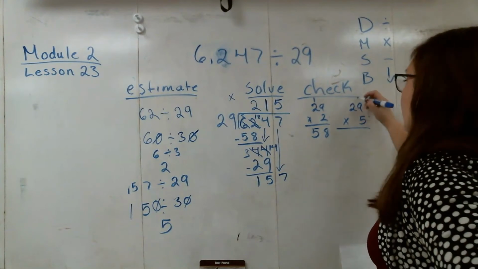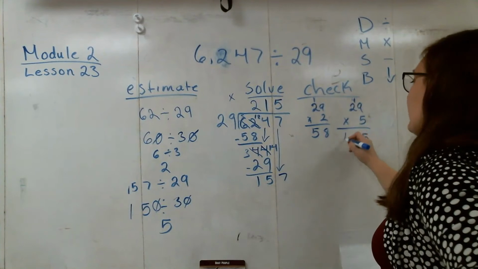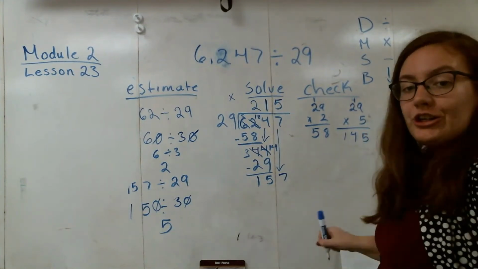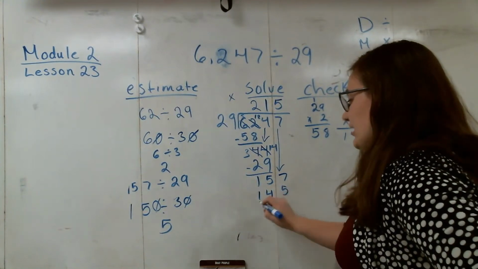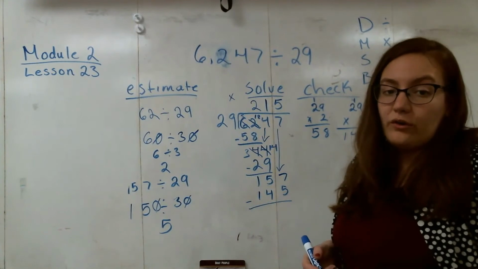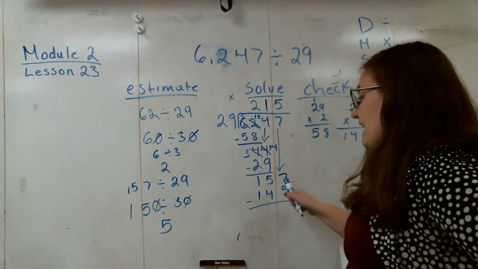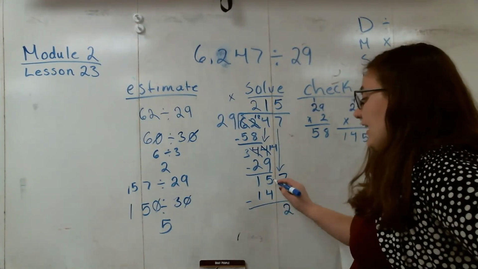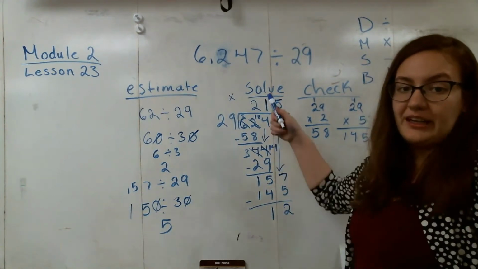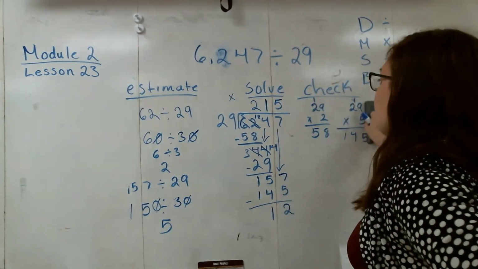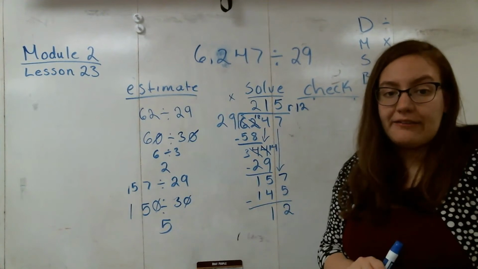9 times 5 is 45. 2 times 5 is 10, and 10 plus 4 is 14. 145 is very close to 157, and it is as close as I'm going to get without going over. So I did my divide step, I did my multiply step, and now I'm subtracting. 7 minus 5 is 2, and 5 minus 4 is 1. So my final answer is going to be 215, remainder 12. So that is my final answer.